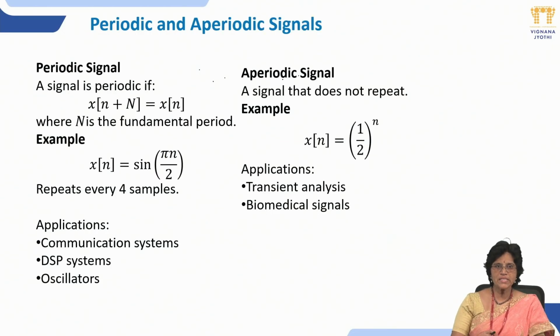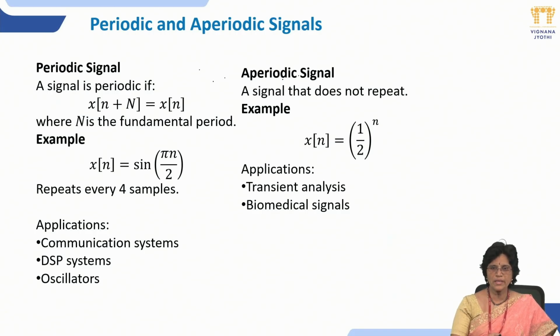Now coming to the discrete case. The discrete case also has the same concept, but here I am giving different examples. For periodic, x of n is equal to sin pi n by 2. In this case, your signal repeats every 4 samples. In the case of an aperiodic signal, x of n equal to 1 by 2n. If you calculate x of n plus capital N, you won't get x of n. Because of that, the given signal is aperiodic. The only difference between periodic and aperiodic is that the signal won't repeat after a certain interval of time. If the signal repeats after a certain interval of time with the same period, then we call that signal periodic. I already mentioned applications of periodic and aperiodic signals: communication systems, DSP, oscillators, transient analysis, biomedical analysis.